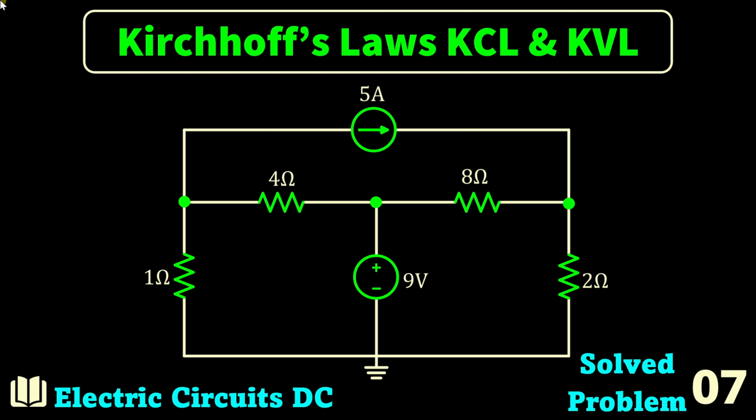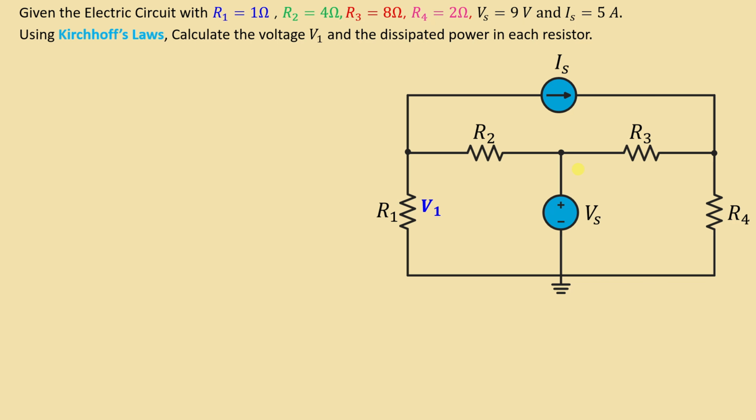Solve problem number 7. Given the electric circuit with R1 is 1 ohm, R2 4 ohms, R3 8 ohms, R4 2 ohms, and we have two sources. One is a voltage source Vs of 9 volts and the other one is a current source of 5 amps. The question now is to calculate the voltage V1 and the dissipated power in each resistor using Kirchhoff's law.